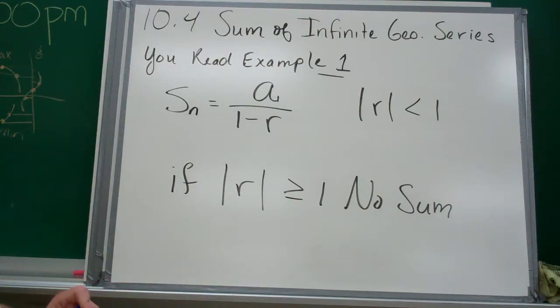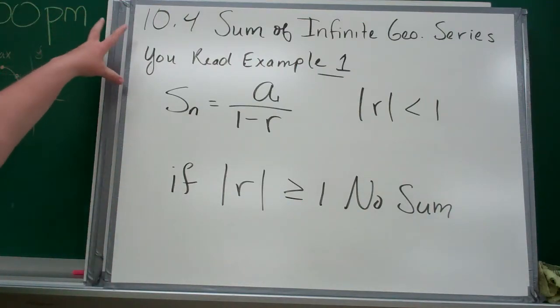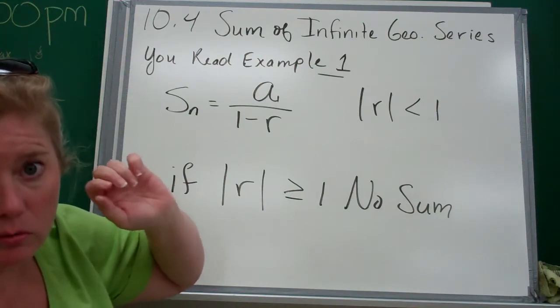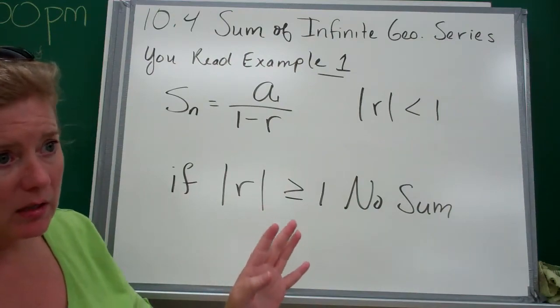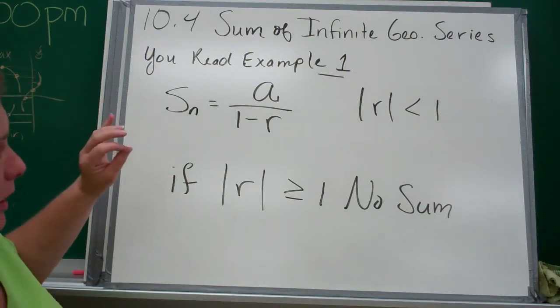Okay, the sum of an infinite geometric series. You can read example 1 on your own. That is just finding a partial sum of so many terms. It talks about that. You can figure that one out.